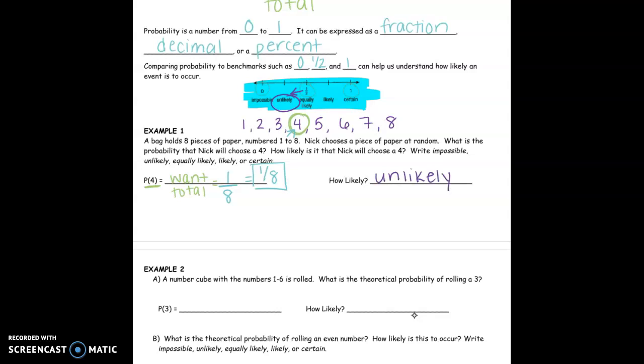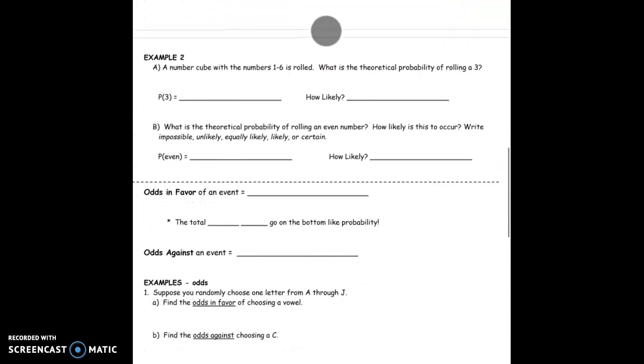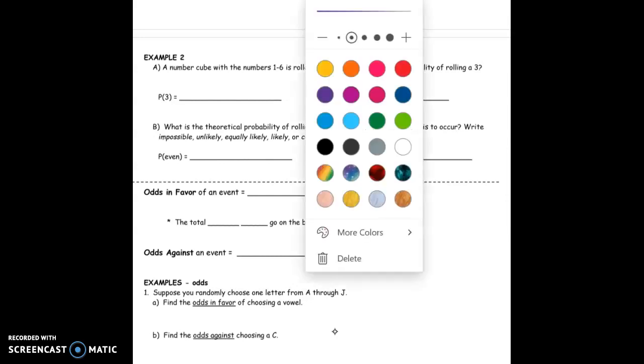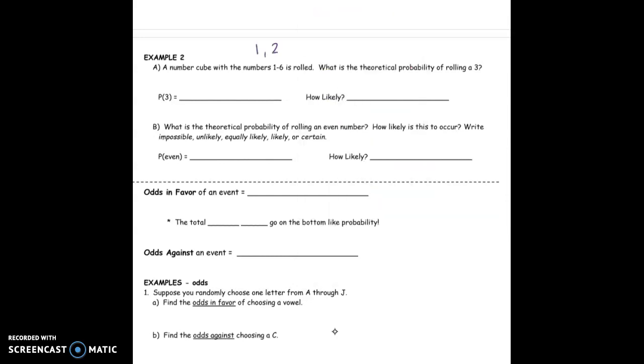Okay, so now let's go down and let's look at number 2. Number 2 says a number cube with the numbers 1 through 6 is rolled. What is the theoretical probability of rolling a 3? First thing I want us to do again is list those out. You have a die, or a number cube, and you can get 1, 2, 3, 4, 5, or 6 when you roll it. What is the theoretical probability of rolling a 3? I want to know what is the probability of rolling a 3.